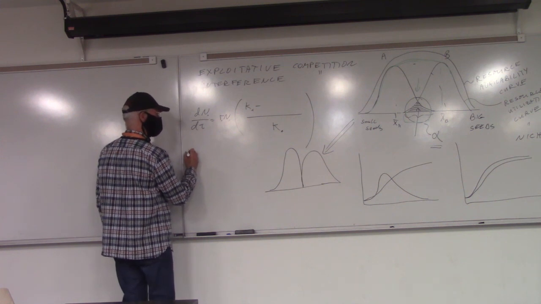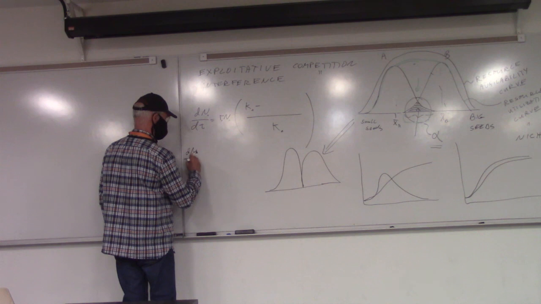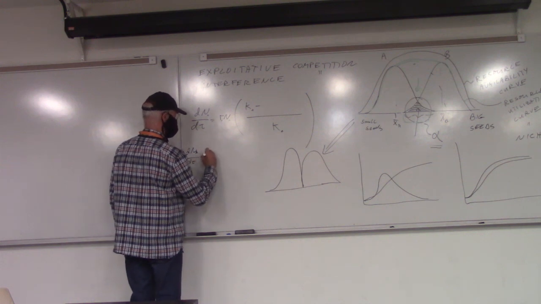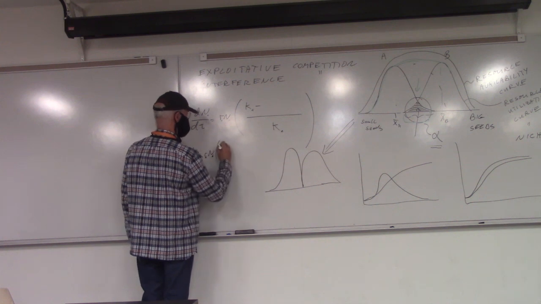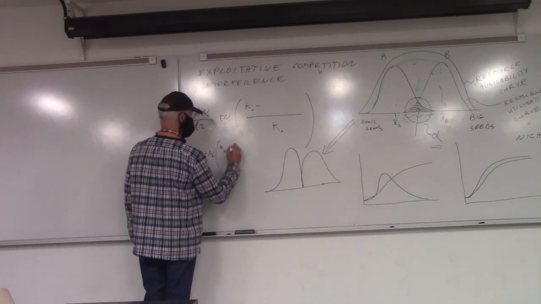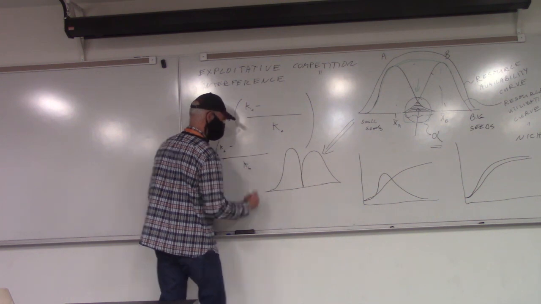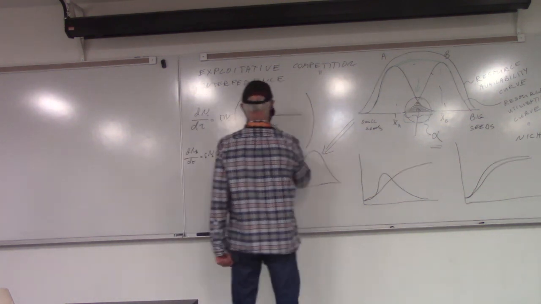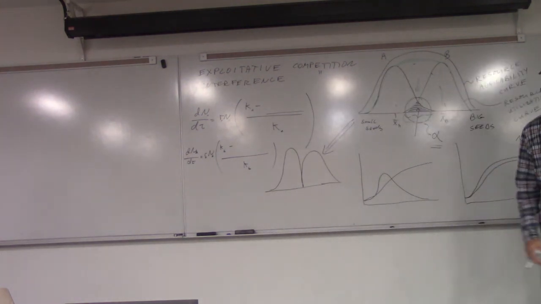The equation for species B is dN sub B/dt equals R sub B, N sub B times (K sub B minus something) divided by K sub B. So my question is, what goes in right here? What do we fill in there?